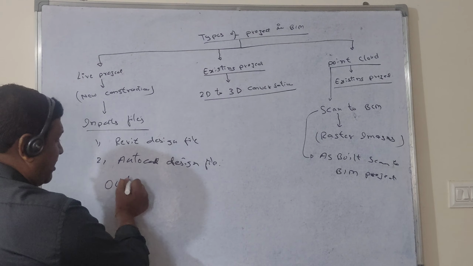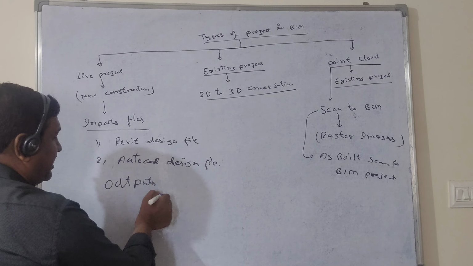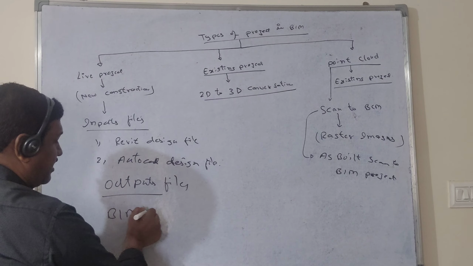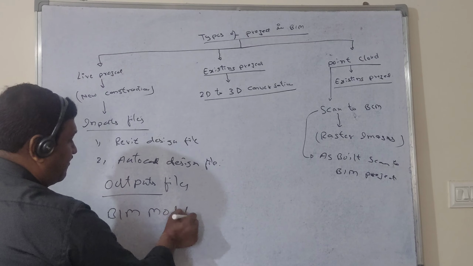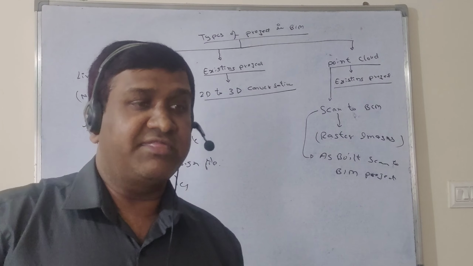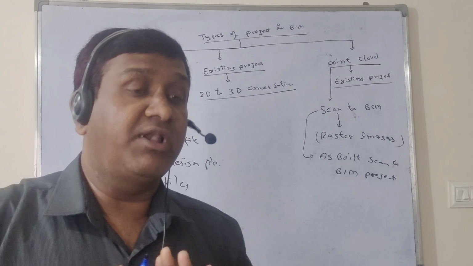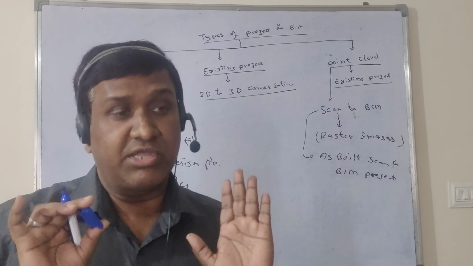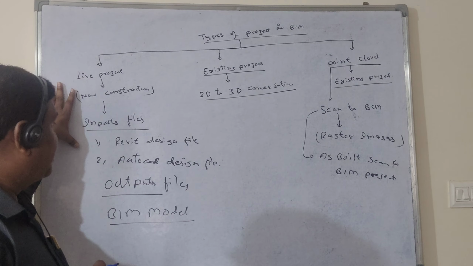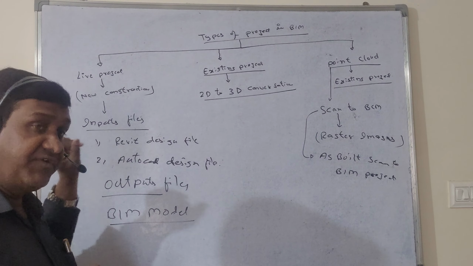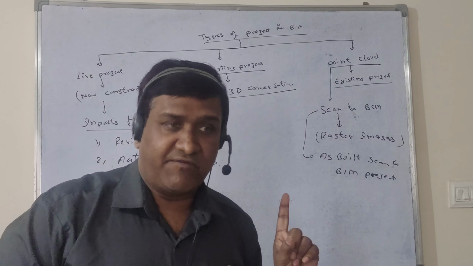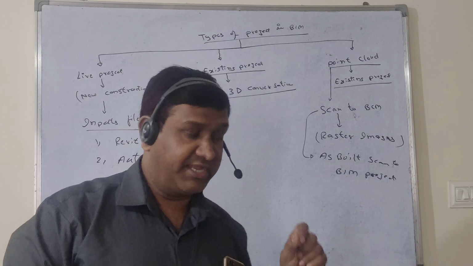But you have to develop that project and you have to give the output file as a BIM model. Fully information model you have to give, because the design file which you have received is not fully informed. Now you have to give the full information by using that input file. So in live projects you will get two types of file: one is a Revit design file and one more is an AutoCAD file.